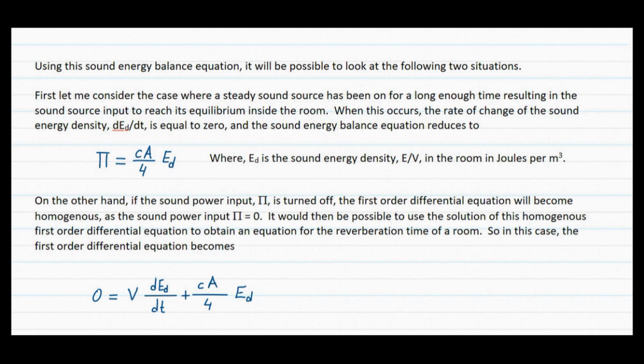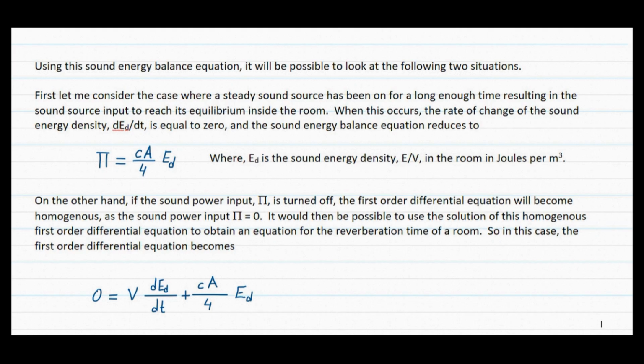First, let me consider the case where a steady sound source has been on for a long enough time, resulting in the sound source input reaching its equilibrium inside the room. When this occurs, the rate of change of the sound energy density, dE sub d over dt, is equal to 0, and the sound energy balance equation reduces to capital Pi equals c times A times E sub d divided by 4. On the other hand, if the sound power input is turned off, the first order differential equation will become homogeneous, as the sound power input is zero. It would then be possible to use the solution of this homogeneous first order differential equation to obtain an equation for the reverberation time of a room.